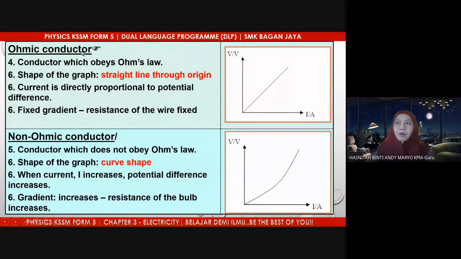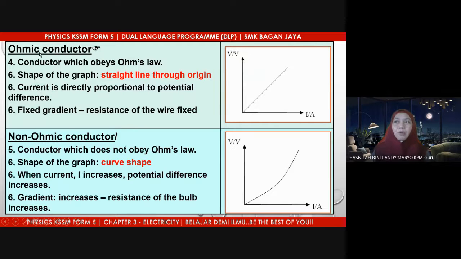For the shape, you can write: the shape for the ohmic conductor is a straight line through the origin. Meanwhile, for the non-ohmic conductor, on the table, you write the shape is a curve. And this is the relationship between V and I on the table.